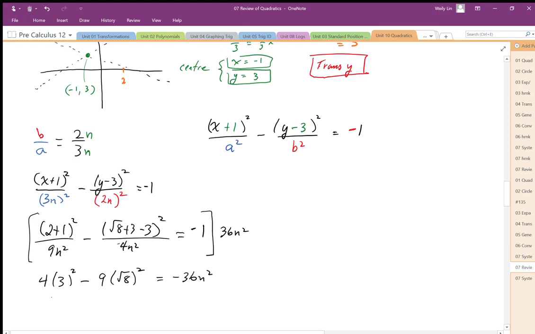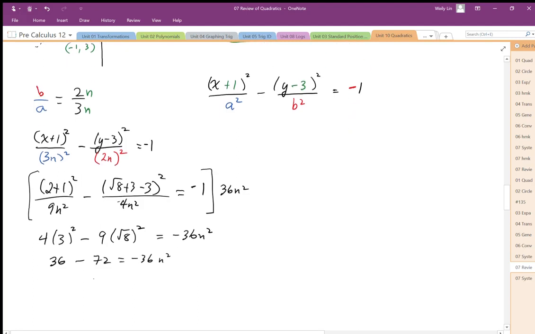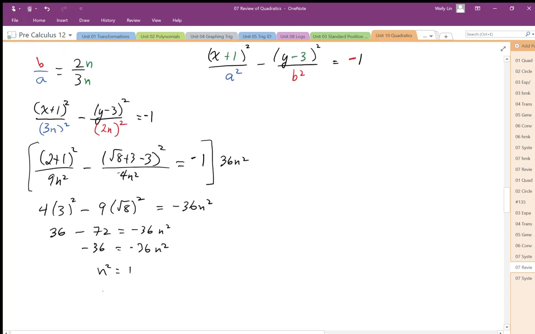So here I end up with 36, 9 times 4. Here I go minus, this is going to end up being 8 times 9 is 72, and that's equal to -36n squared. So I get -36 equals -36n squared, so n squared equals 1, n equals plus minus 1. So we can say that the n value is 1.